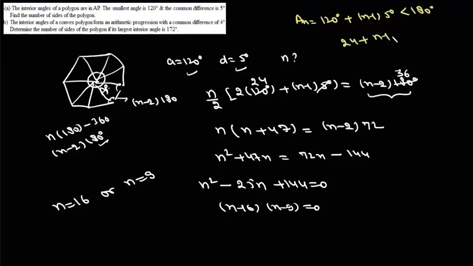24 plus n minus 1 should be less than 36, or n should be less than 13. So the only answer that we have to accept in this question is n equals 9. So the answer is n equals 9, and we have to discard n equals 16.